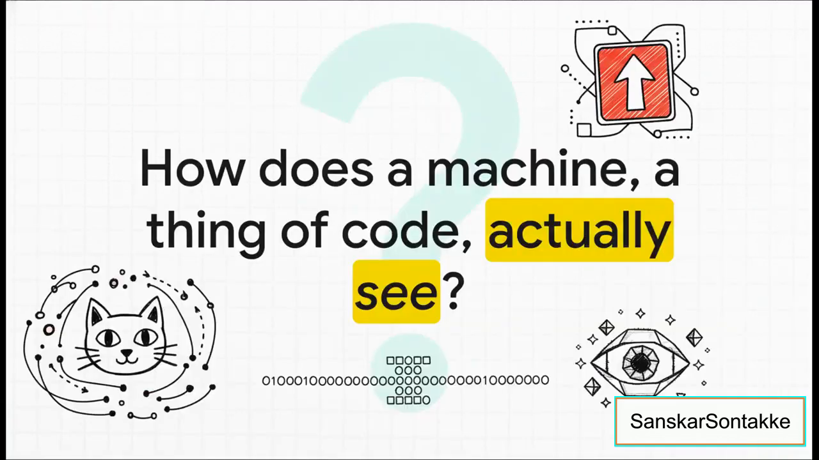So that's the big question, right? I mean, how does a machine, something built from pure code and logic, actually see? For you and me, seeing is just second nature. It's effortless. But for a computer, it's one of the biggest challenges out there. How do you possibly teach a pile of circuits what a cat is, or how to understand a stop sign? Well, the secret isn't about teaching it to see. It's about teaching it to understand numbers.